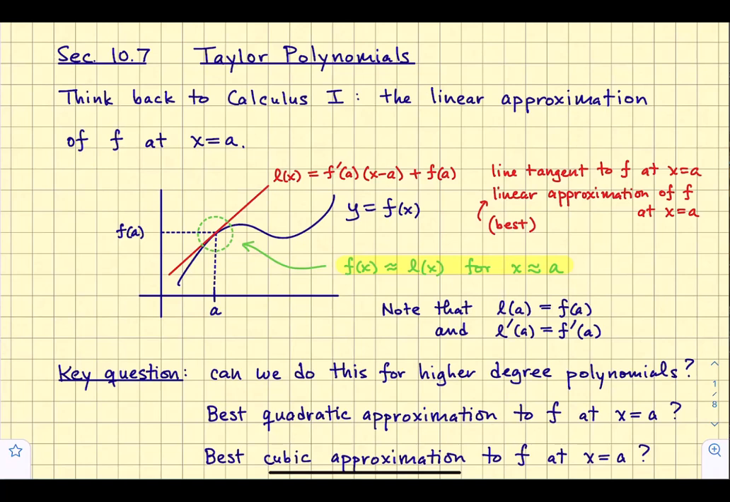So we visualize the function y equals f of x. We pick a particular x value, we'll call it a. The associated y value for the function is f of a, so this would be a point that we know. And then the idea in Calculus 1 was to find the equation of the tangent line to y equals f of x at x equals a. In other words, the graph of this red line.